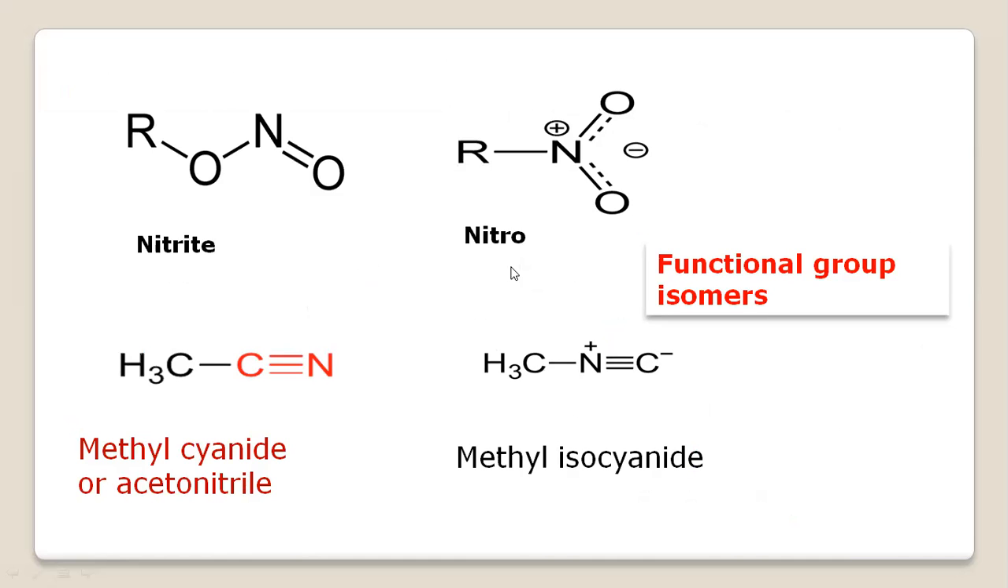Nitrite and nitro, here NO2, both have the same formula RNO2, but see here the bonding is between the alkyl group and oxygen, while here R is with the N of the NO2 group. So nitrite and nitro are also functional isomers of each other. Or one more example, methyl cyanide and methyl isocyanide. We have studied all these functional groups: cyanides, isocyanides, nitro, nitrite. So methyl cyanide and methyl isocyanide are functional group isomers of each other.